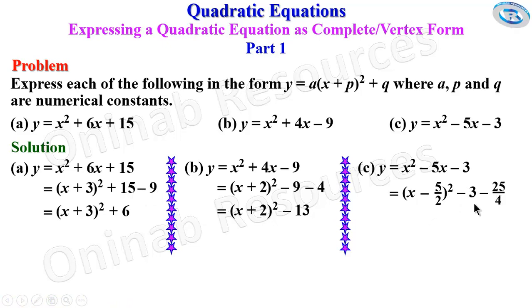Having gotten this, this is going to give us 12 plus 25, giving us 37. So we have simplified this. We have our final result to be x minus 5 over 2 all squared minus 37 over 4. And that's the end of the solution to this part c, which gives our a still 1, because the coefficient of x squared is 1. Our p here is negative 5 over 2 and our q is negative 37 over 4.